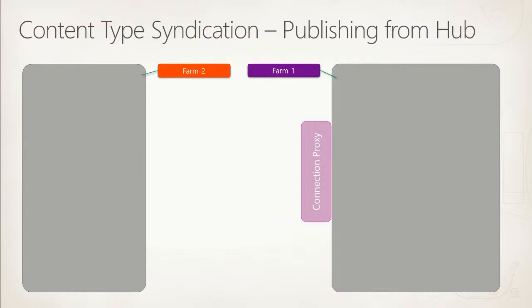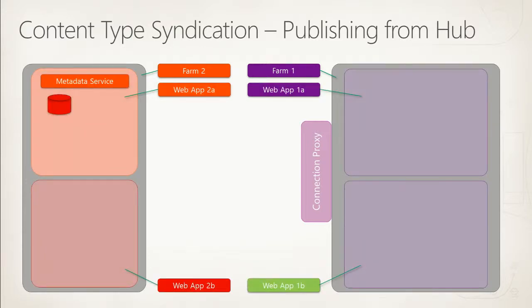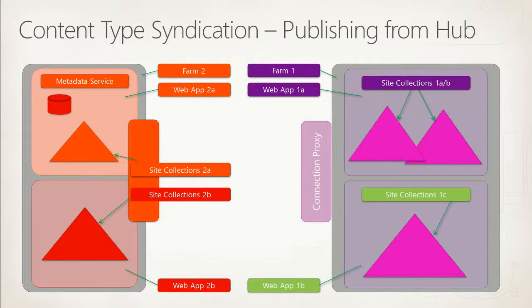So let's talk about how this actually works. In my example here, we have 2 farms. They're sharing a single managed metadata service across farms. My managed metadata service is living inside of farm 2. You can see that each farm has 2 web apps. Within each farm, I also have site collections. The farm on the right has 3 site collections, and the farm on the left has 2. Right, so this is the basic world that we're living in. I want to set up content type syndication so that all of these different site collections have the same content types across my organization.